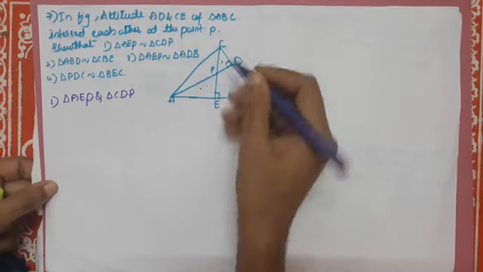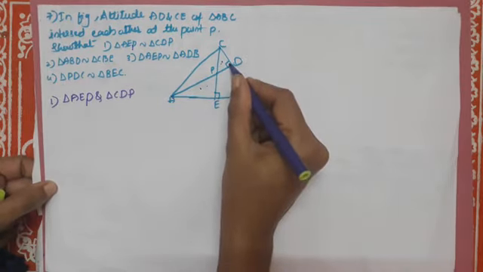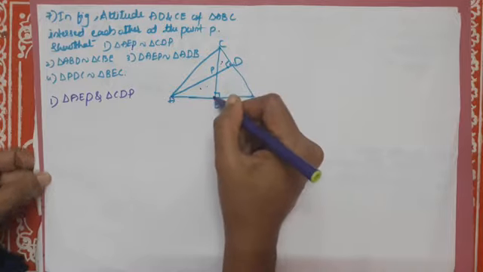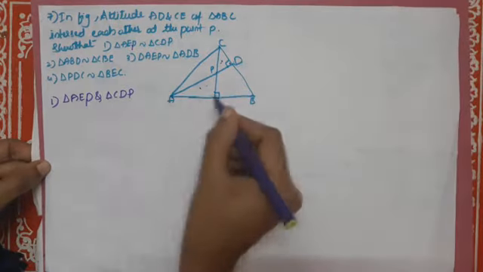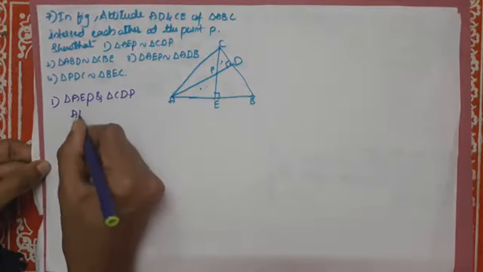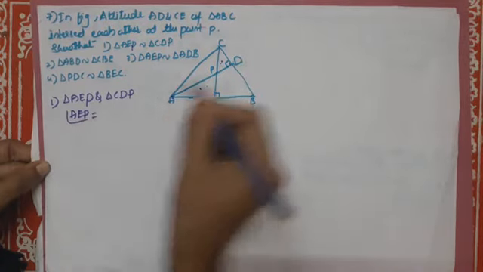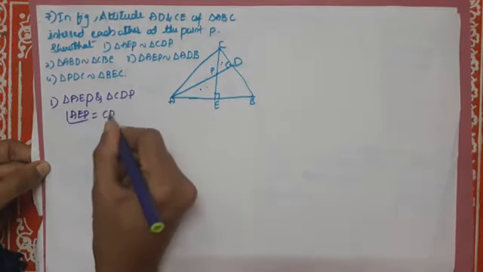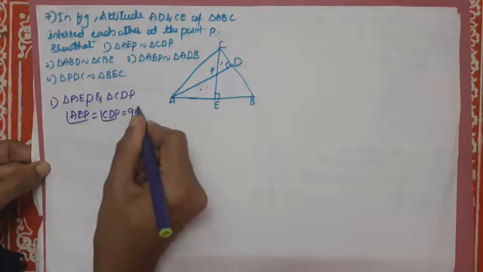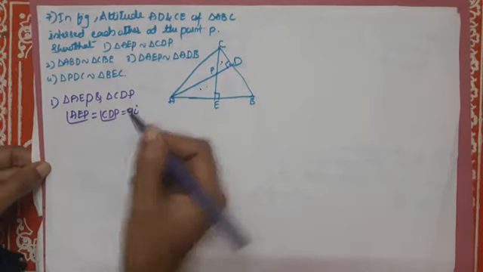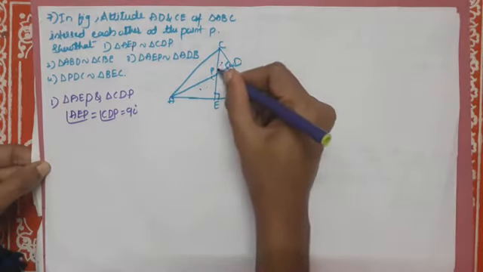In these two triangles, D is 90 degrees and E is 90 degrees. First, in the triangle, E is 90 degrees, so angle AEP equals 90 degrees, and D is 90, that is angle CDP equals 90 degrees. Then second, in these two triangles, angle P is vertically opposite.